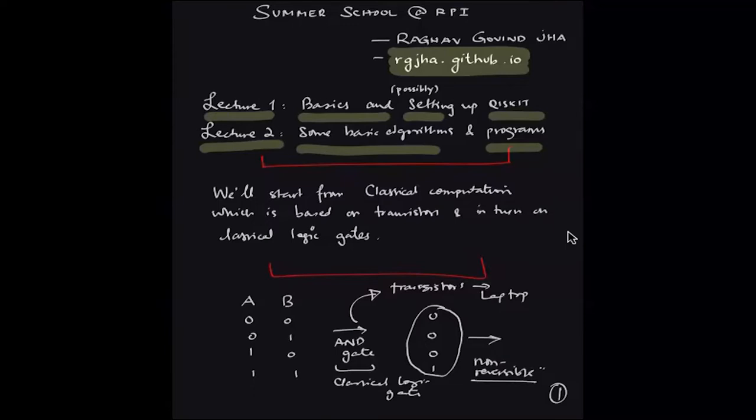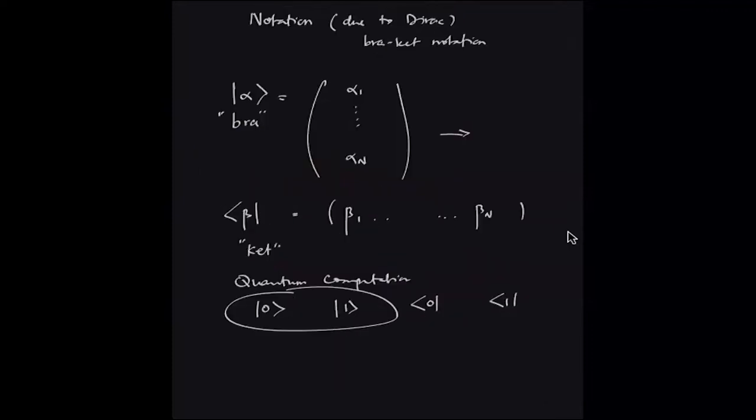You had two classical bits as input, but you only have one output. So most of the time, if I just give you the output, you cannot tell me with 100% certainty what the inputs were. So this is non-reversible. But in quantum, everything is a unitary transformation, and quantum computation is based on the paradigm that it has to be reversible. So if I give you some output, you can always tell me what the input was.